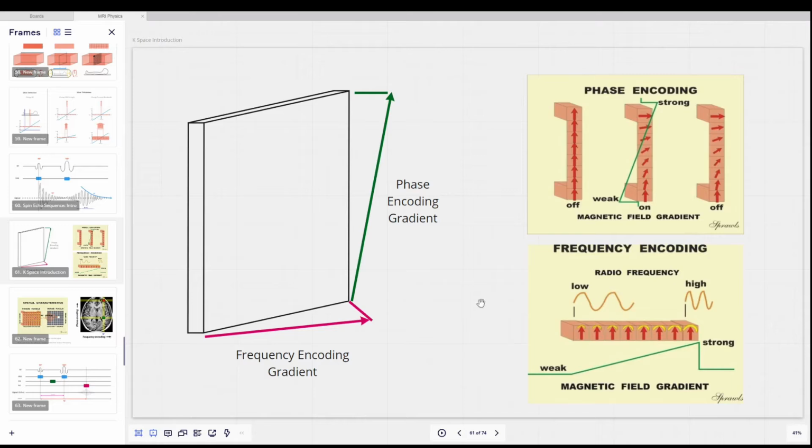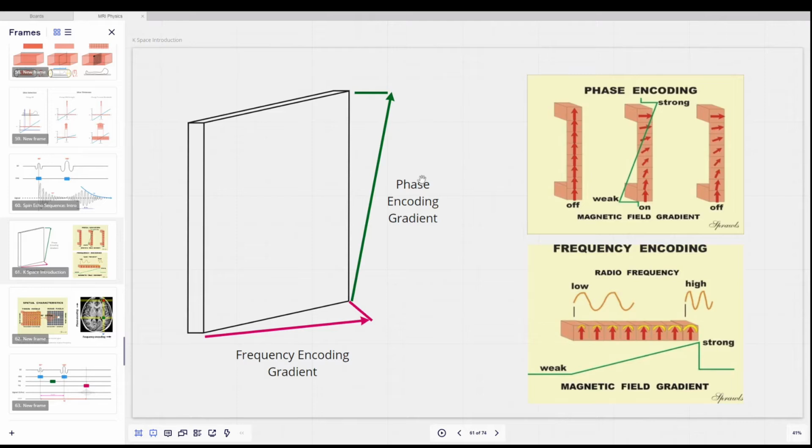We could say we applied it in the z-axis. So our phase encoding and our frequency encoding gradients are just gradients that we apply along the x and y dimensions then. This is our slice thickness here. So frequency encoding is something that we apply along one side of our slice, and the phase encoding gradient is what we apply, usually shown along the vertical dimension of our slice.